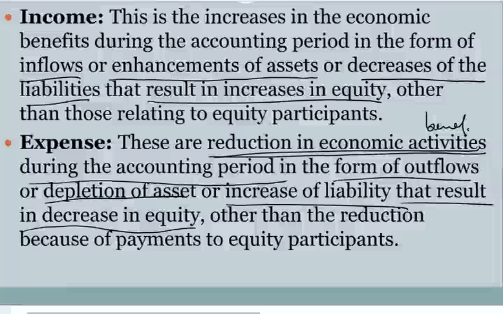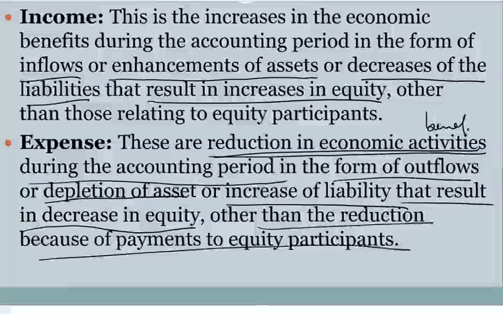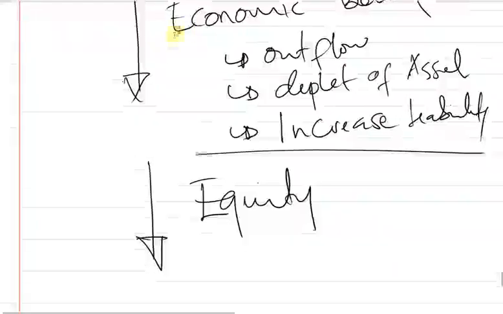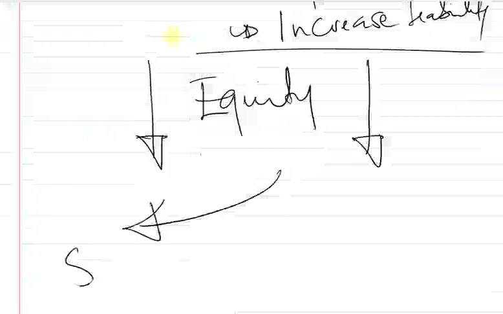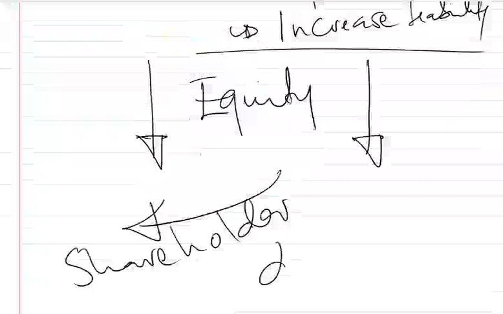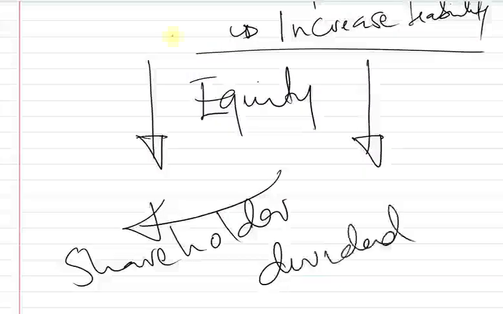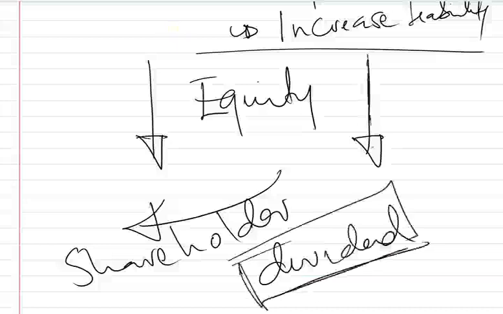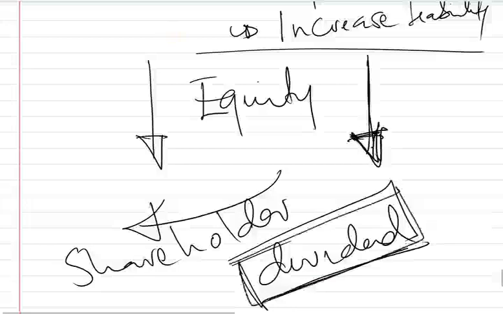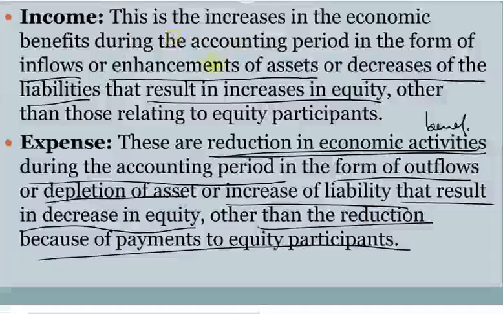But the definition has explicitly excluded any reduction that is caused by payment to equity participants. If the equity is reducing because we are paying to shareholders, maybe dividends, that one is not an expense. That means dividend is not an expense. Although it is reducing equity, it is not an expense because it has been excluded from the definition.